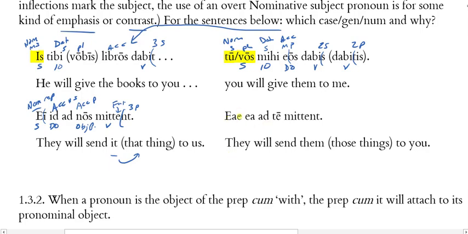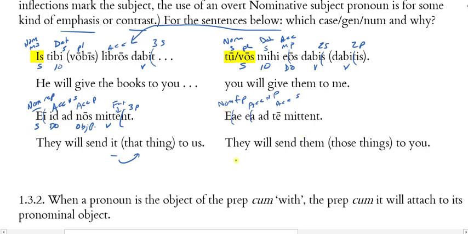All right, and then over here in the second sentence, ei, ea, ad te mittent. Almost the same expression, but ei has the nominative, but not masculine plural, but feminine plural. Ea, here, has the neuter plural. This is accusative, neuter plural. And then te is accusative, and it's second person singular.